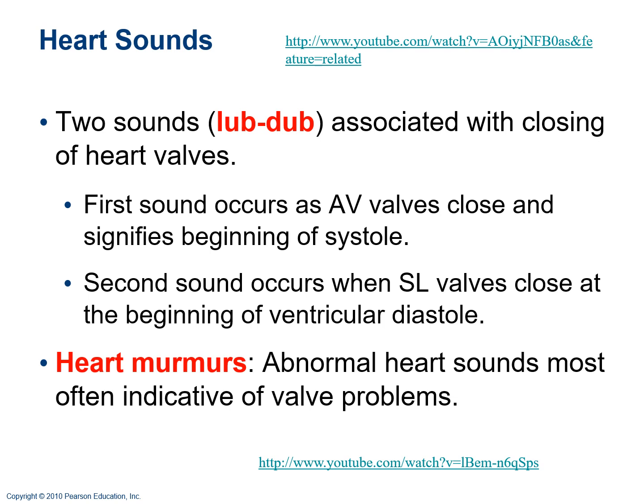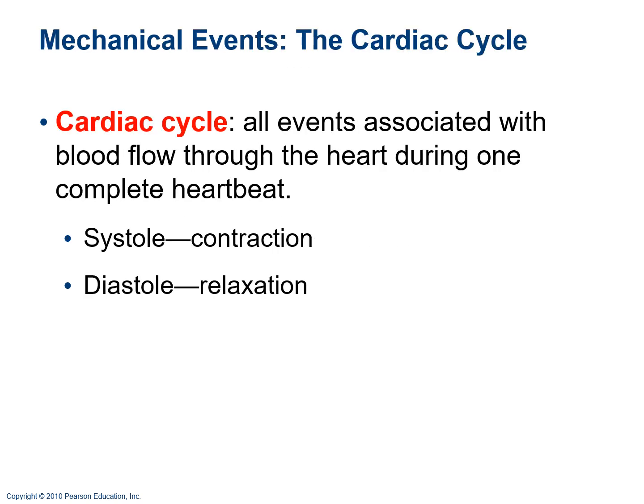Heart murmurs are any abnormal heart sounds, most often indicative of a problem with either the AV valves or semilunar valves. A cardiac cycle refers to all the events associated with blood flow through the heart during one complete heartbeat. So this includes systole, or contraction, and diastole, or relaxation.